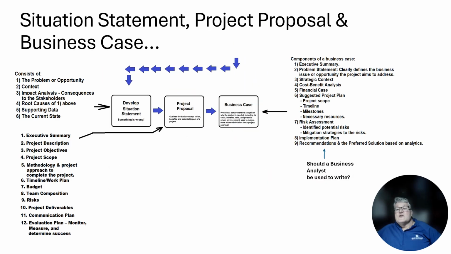Once we've assessed the current state, we move on to develop a situation statement. In a situation statement, a discussion of the opportunity, threat, or risk is outlined. Provide a context: why is this happening? What has happened? We do an impact analysis, which is really to consider the consequences for all of the stakeholders. We do a root cause analysis of the problem.